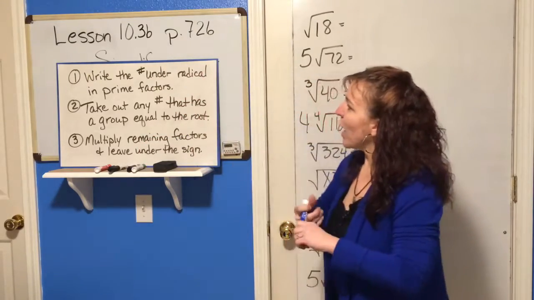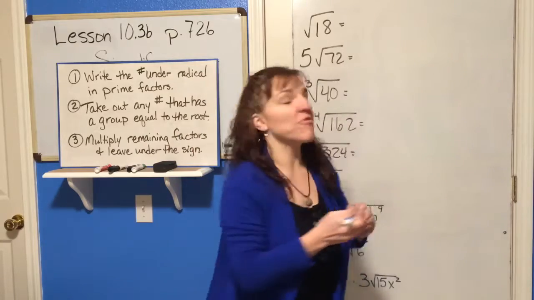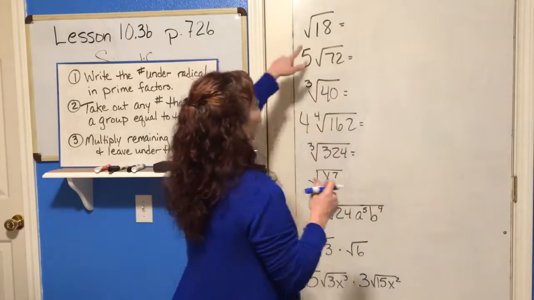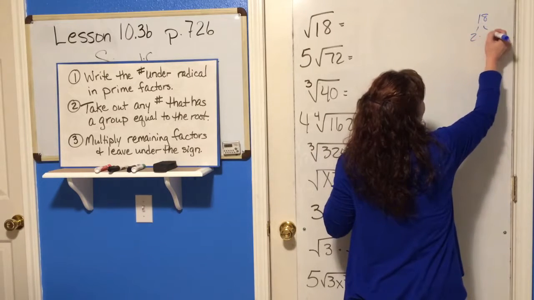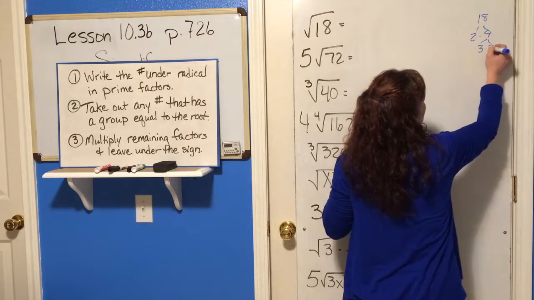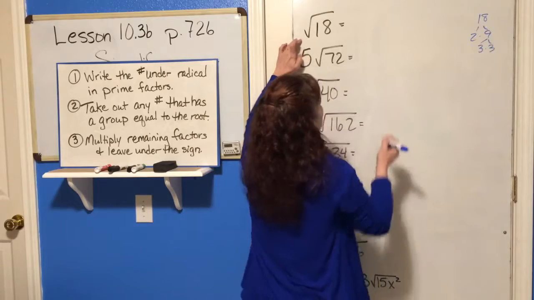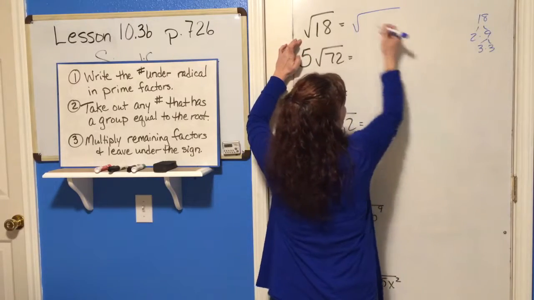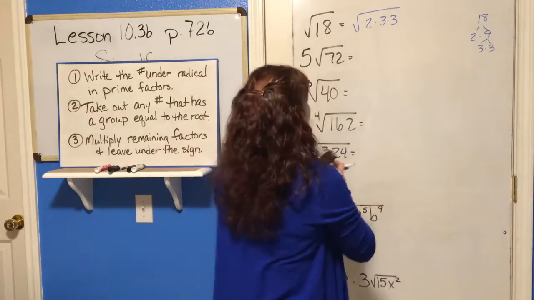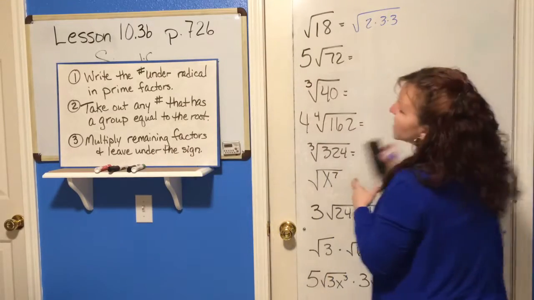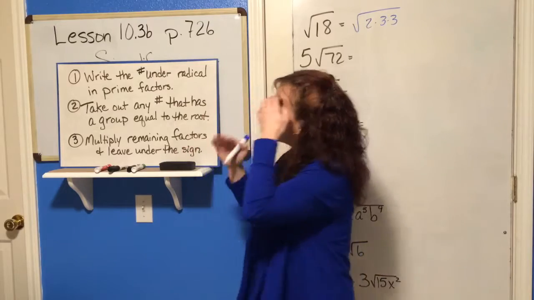So step 1, write the number under the radical in prime factors. So square root of 18, we've got 18 is 2 times 9, and 9 is 3 times 3. So we're going to write the square root of 18 as 2 times 3 times 3. Now step 2 is take out any number that has a group equal to the root.